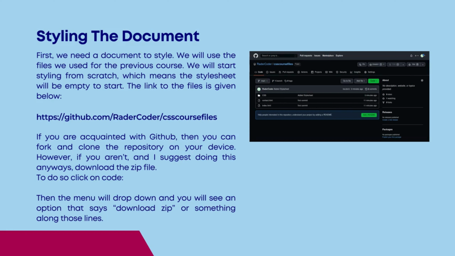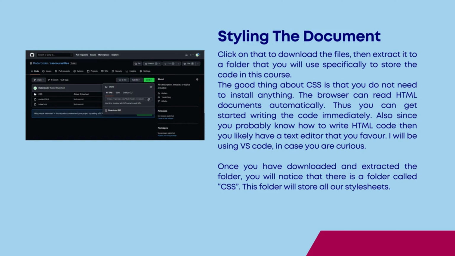To do so, click on Code. Then the menu will drop down and you will see an option that says Download zip, or something along those lines. Click on that to download the files, then extract it to a folder that you will use specifically to store the code in this course. The good thing about CSS is that you do not need to install anything. The browser can read HTML documents automatically. Thus you can get started writing the code immediately.